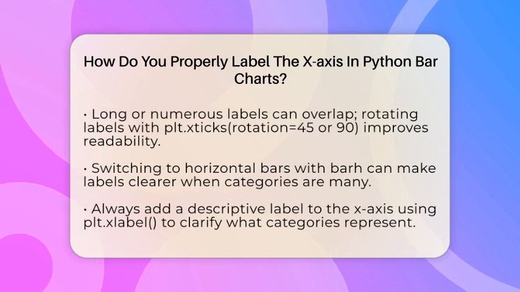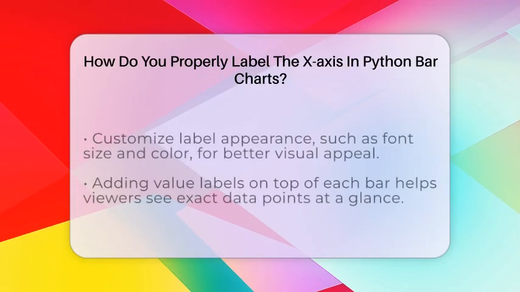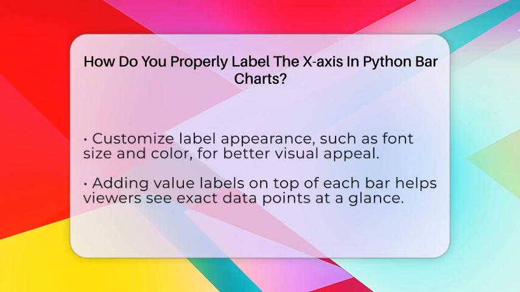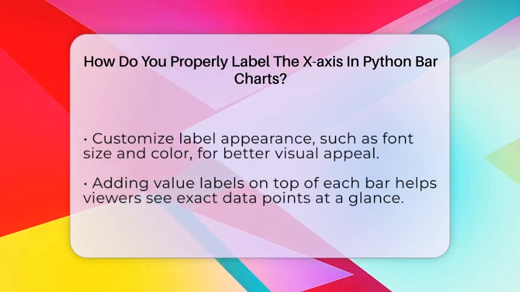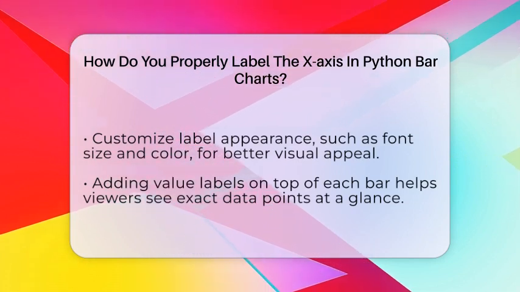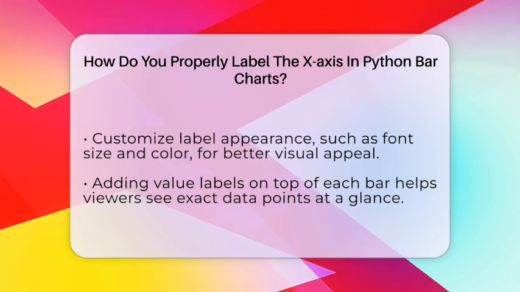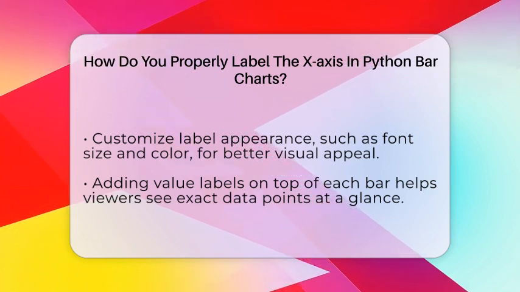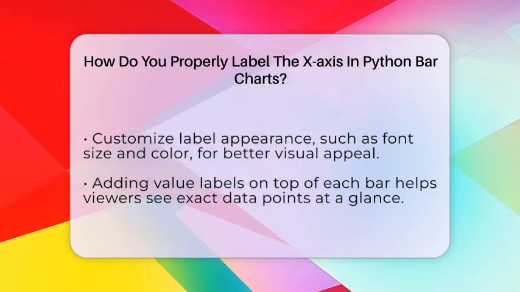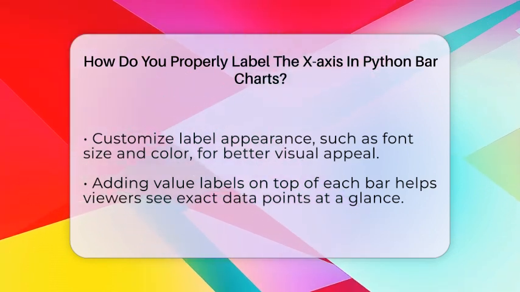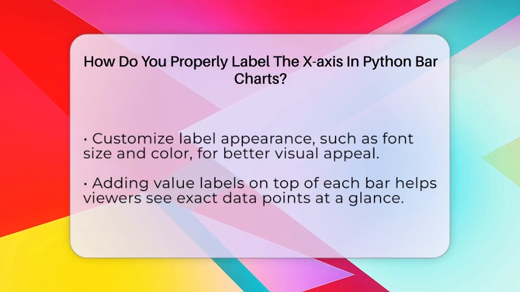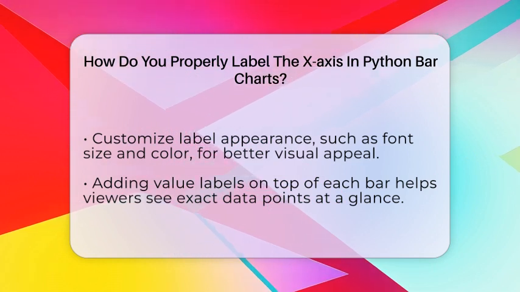If you prefer a horizontal bar chart, you can switch to barh, which places labels on the y-axis, often making them clearer when there are lots of categories. Adding a descriptive label to the x-axis itself is also important. Use plt.xlabel('Fruit Types') to tell viewers what the categories are about. This small step makes your chart more understandable at a glance.